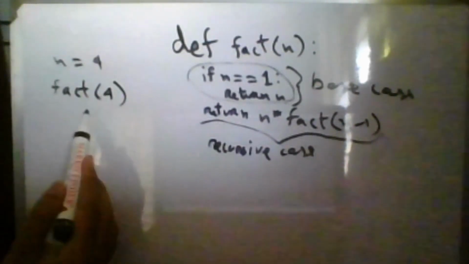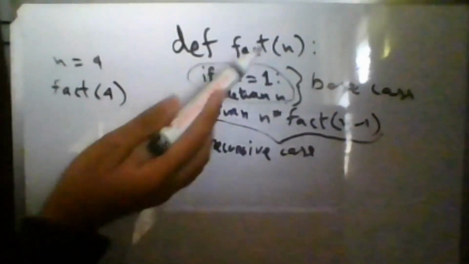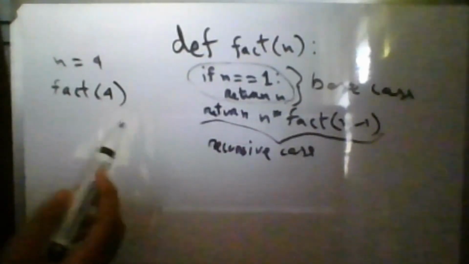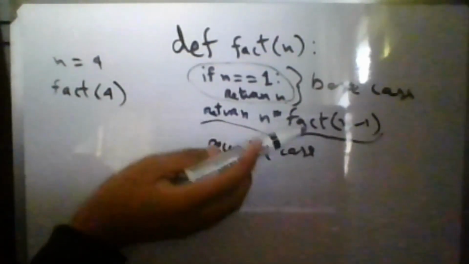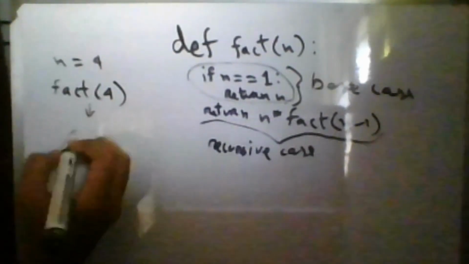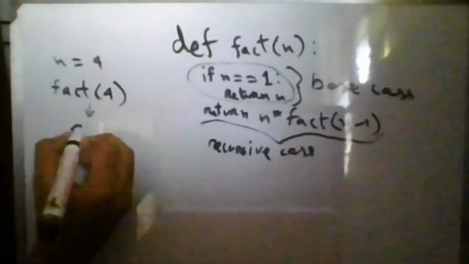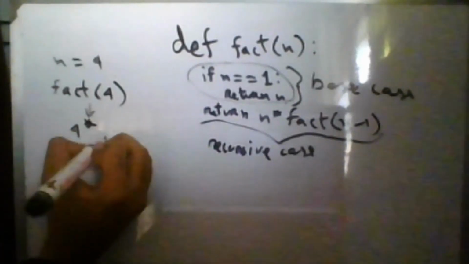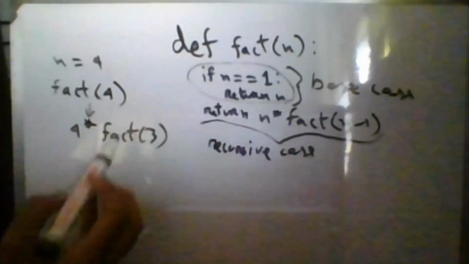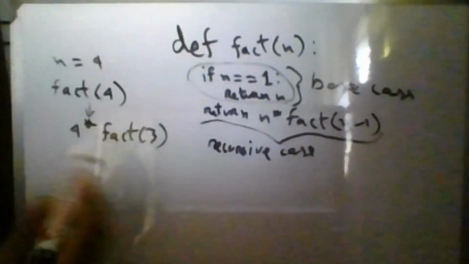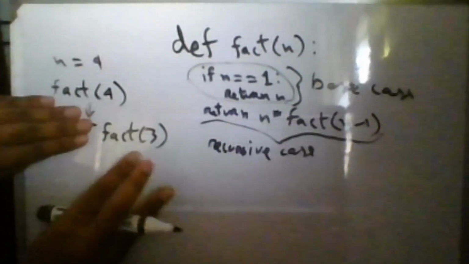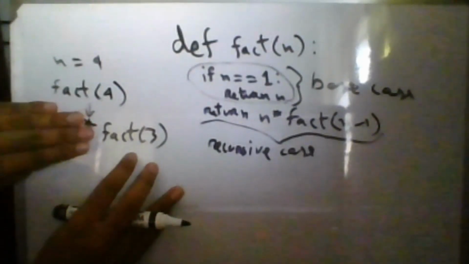So what is this going to give us? Well, n is not equal to 1, so it didn't hit the base case. So it's going to give us n into fact of n minus 1. The value of this is going to be 4 into fact 3. So it basically gave us a function again. Let's forget about what this thing is. What would this actually give us?